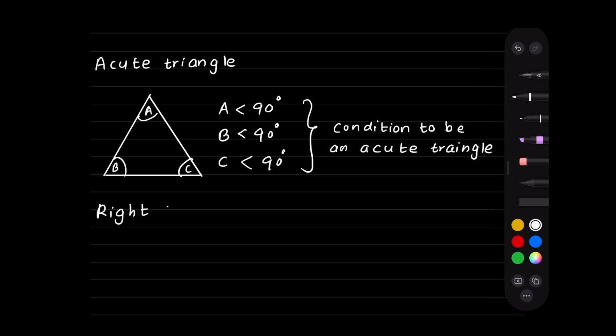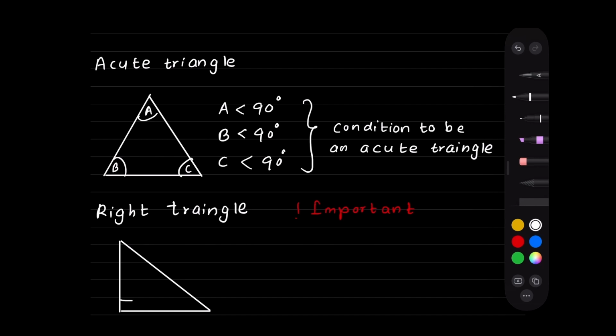The second type is the right triangle. It is the most important one in this video, as in the Pythagorean theorem we are working with right triangles. A right triangle has one interior angle that measures exactly 90 degrees.